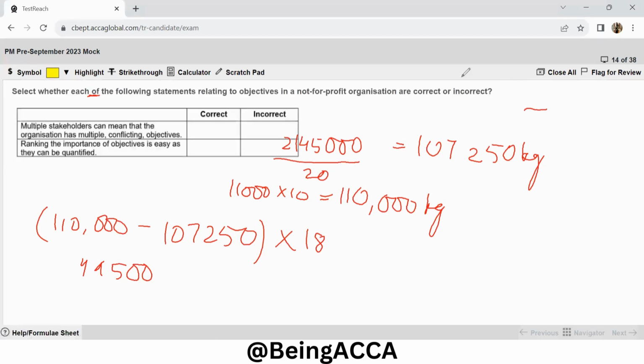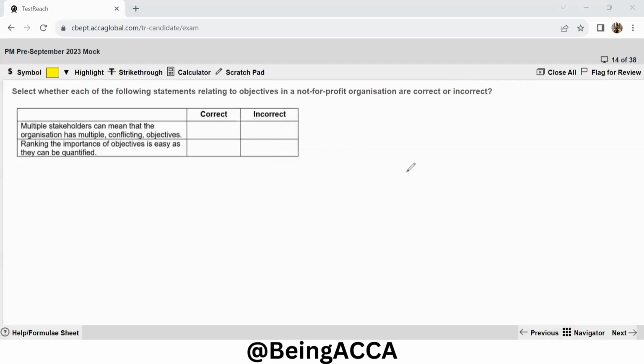Now we have our next question. Select whether each of the following statements relating to objectives in a not-for-profit organization are correct or incorrect. Multiple stakeholders can mean that the organization has multiple conflicting objectives. Now this is absolutely correct. Why? Because when there are different stakeholders, they will have different interests, and this is how they can have conflicting views on what the organization's objectives should actually be.